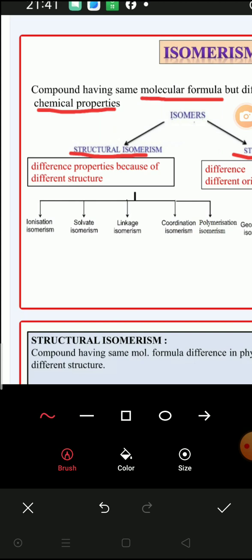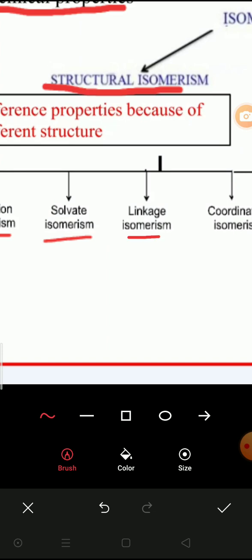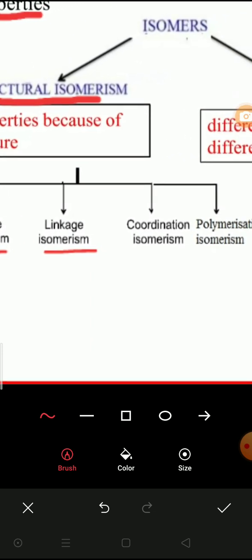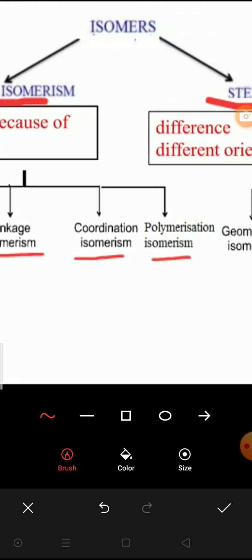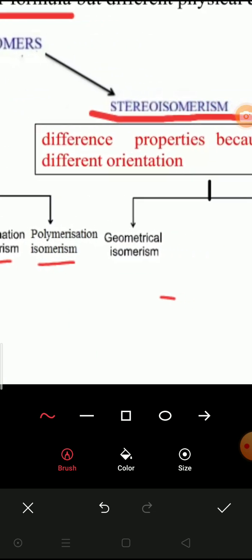Structural isomers are further of 5 types. One is ionization isomerism, the other one is solvate isomerism, linkage isomerism and coordination isomerism, and after that there is one more, that is polymerization isomerism. We will take structural isomerism later on. First of all, we will do stereoisomers.